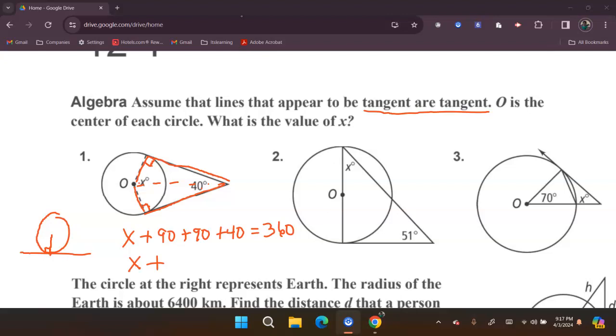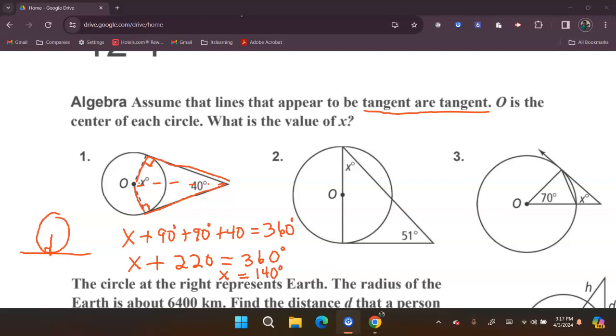So now we're just going to go ahead and solve this equation. We have 90 plus 90, which gives you 180, plus 40 gives you 220, equals 360. And then all we have to do is subtract 220 from both sides. So you come to find out that that angle, that central angle, is 140 degrees.